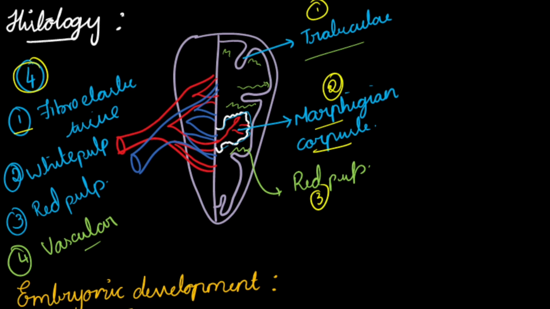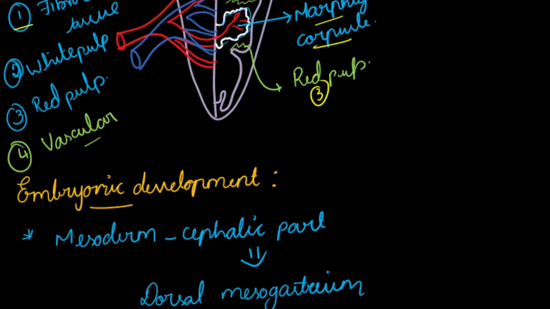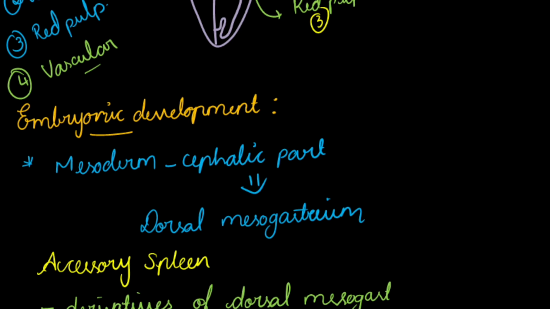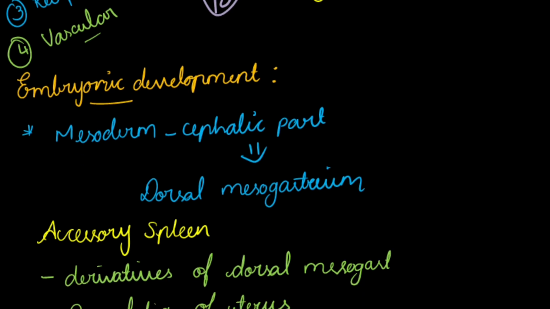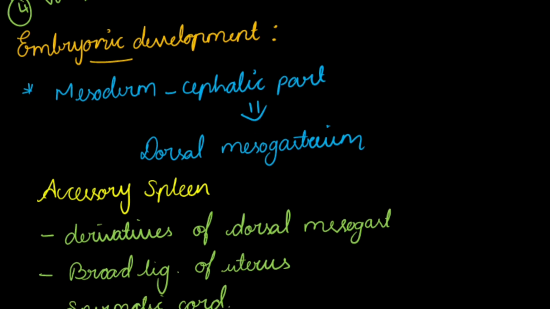And now regarding the embryonic development. So the spleen arises from the cephalic part of the mesogastrium, which arises from the mesoderm. And in intrauterine life, there will be lot of nodules which combine to form the spleen, and some nodules may fail to fuse and they become the accessory spleen. So this accessory spleen we can see in the dorsal derivatives of dorsal mesogastrium, such as gastrosplenic ligament, lienorenal ligament, gastrophrenic ligament, and greater omentum. And we can also see in broad ligament of uterus and also in spermatic cord.